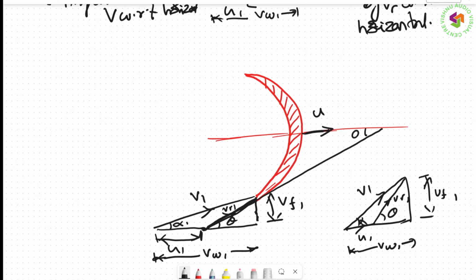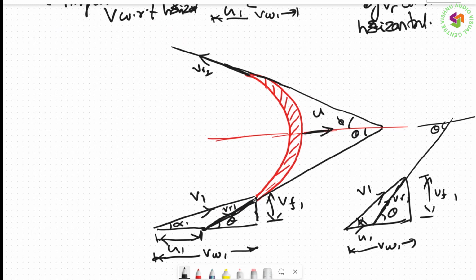But remember that this VR1, if extended at the inlet, should strike the horizontal at an angle theta. This is the thing you should draw. Similarly, the jet strikes the vane at a relative velocity VR1, so naturally it should leave the vane at the same relative velocity. But VR2 cannot be the same as VR1 because of the losses and the asymmetry of the vane. So finally it strikes at a velocity VR1 and leaves at a velocity VR2.